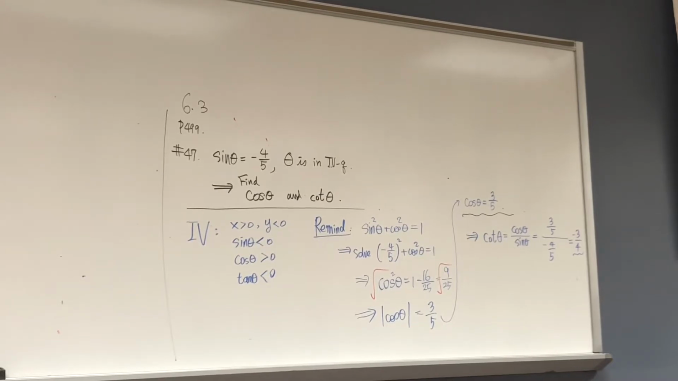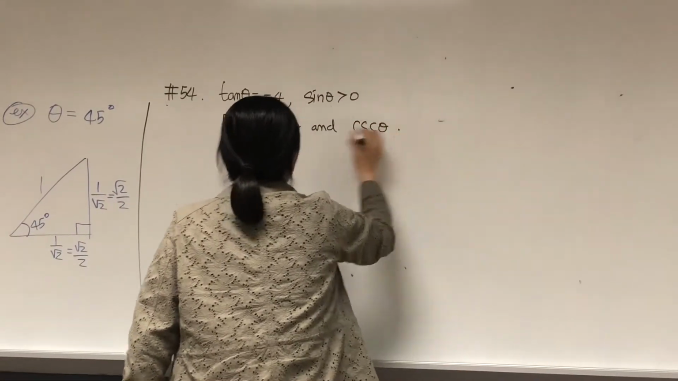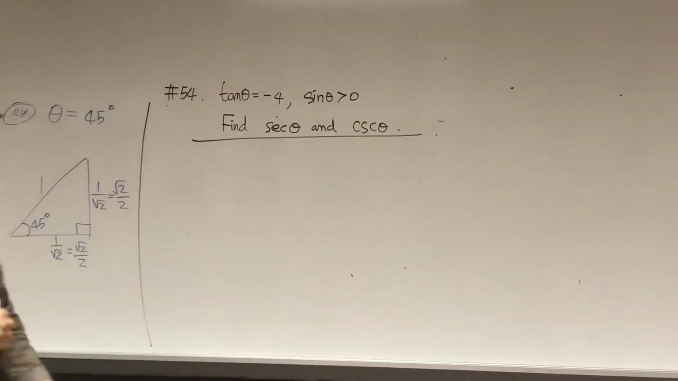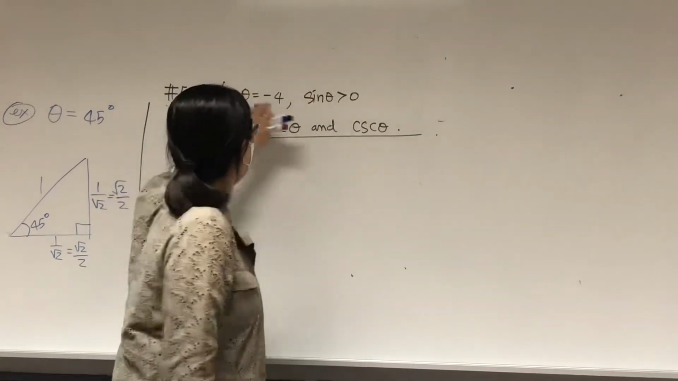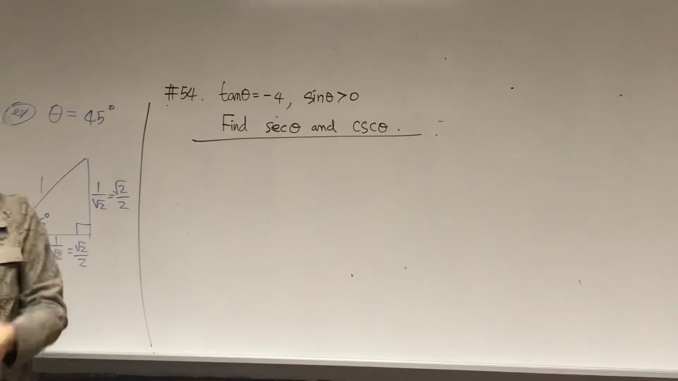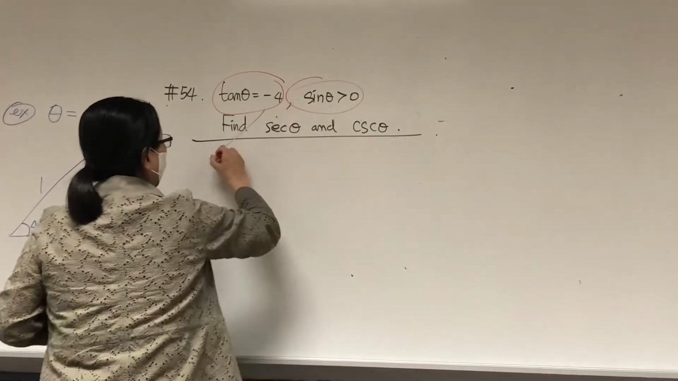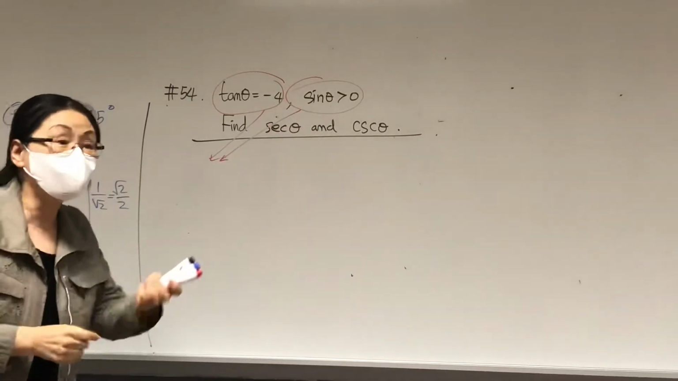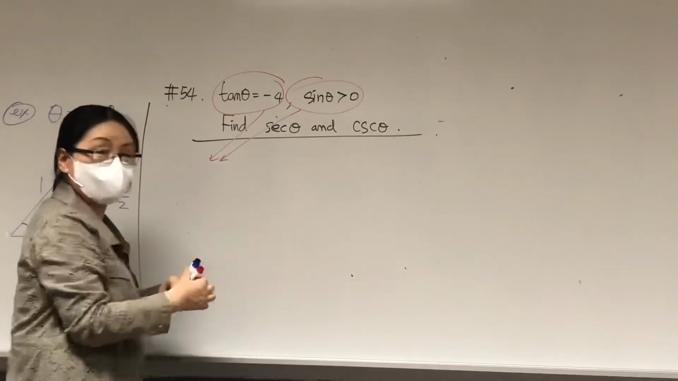Yes. And then you have to find everything, but I want to ask, what is the secant theta and what is the cosecant theta? That's the question. By these two pieces of information, cosine is negative, sine is positive. In which quadrant? Second quadrant, yes. It is the second quadrant.